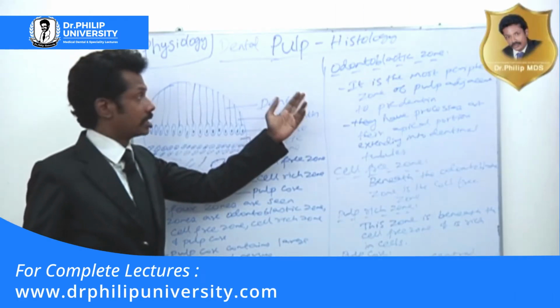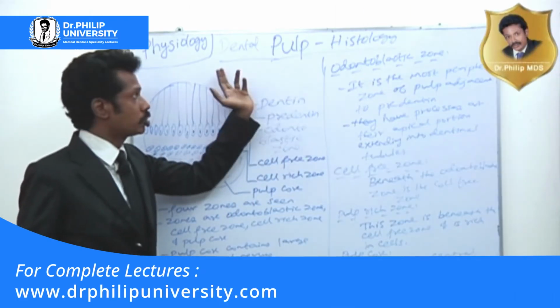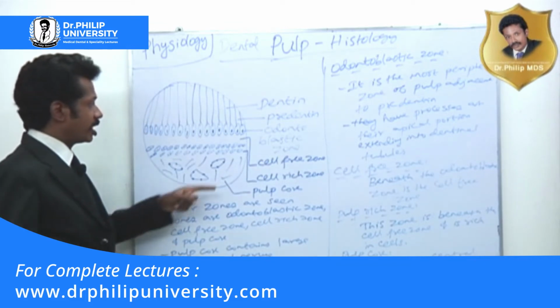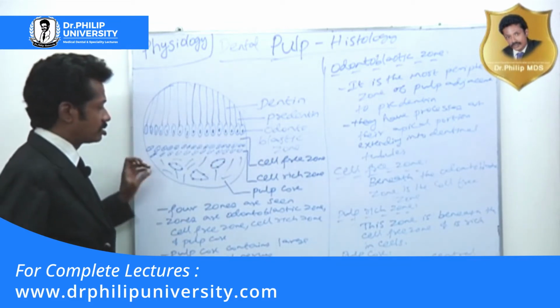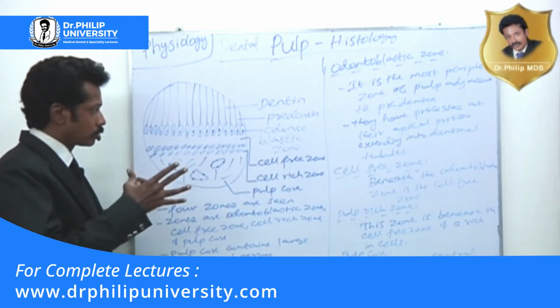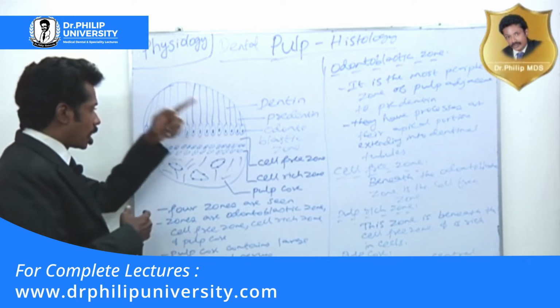Pulp histology, dental pulp histology, tooth pulp histology. We are going to see the pulp histology. First of all, let me draw the histology of pulp. This is a microscopic diagram, a picture you can see inside the microscope. So this is the histology of pulp.